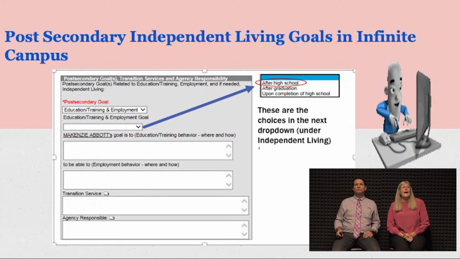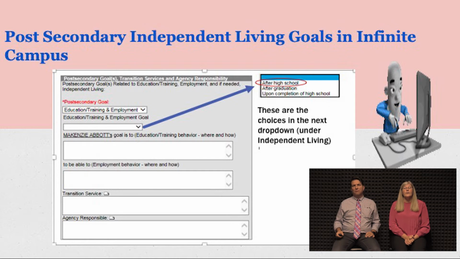Okay, so here we have another example of Infinite Campus, and it's dropping us down to the box, the 3 choices that you have to pick from the drop-down box. And then again, under the post-secondary goal, you select that regarding to whatever the student will be doing after high school. And then below the student's goal, you have to type the specific independent skill.